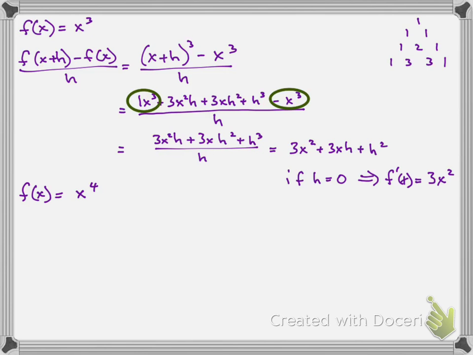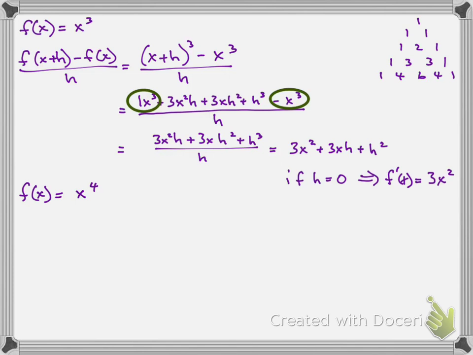We need one more row on our triangle up here, right? 1, 4, 6, 4, 1 to do the fourth expansion. You with me, Heather Hughes? 1, 4, 6, 4, 1.